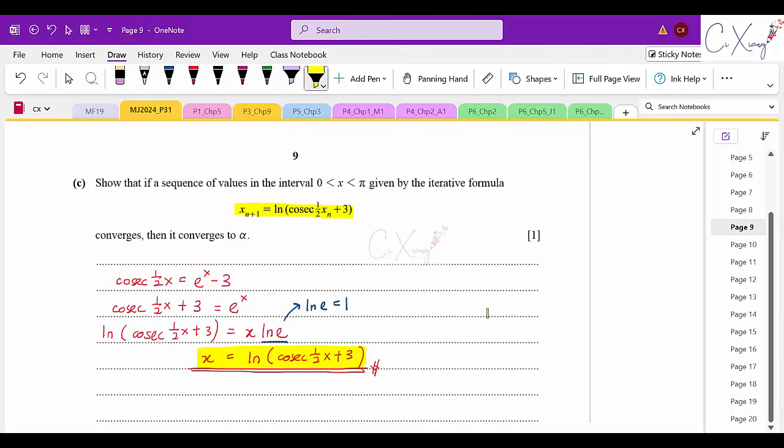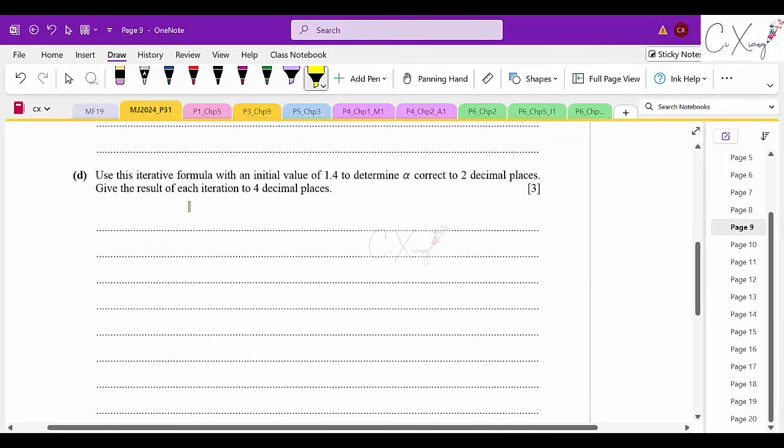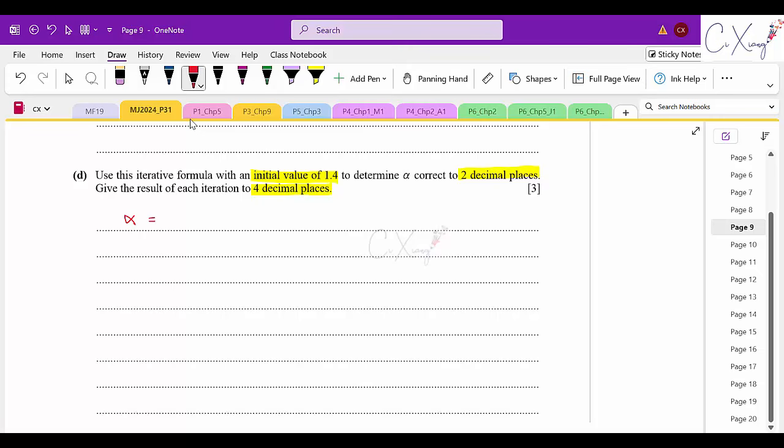Okay, then let's proceed further. For part D, now they want us to use this iterative formula with an initial value of 1.4, to determine alpha correct to 2 decimal places. Each iteration is to 4 decimal places. So they have given us an initial value of alpha, which is 1.4. I will make this initial value alpha 0.